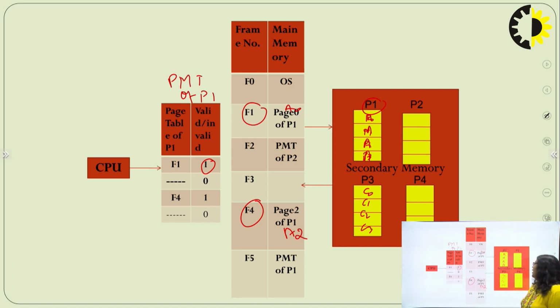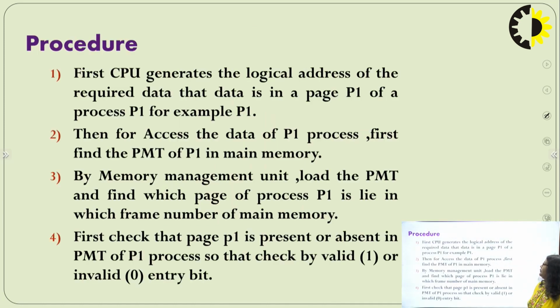Suppose we demand one more page of P1, suppose A1. We demand the page A1 of P1 in the main memory. So how do we store that particular page in the main memory? These are the procedural steps that I already explained orally.